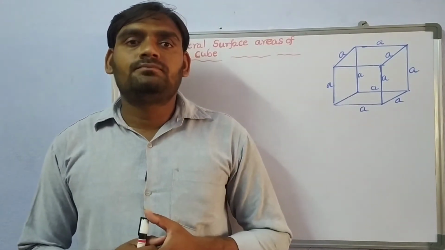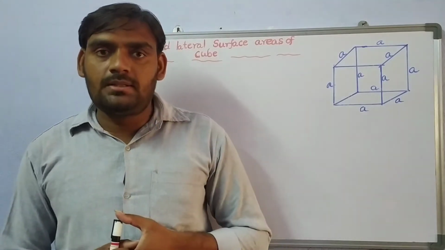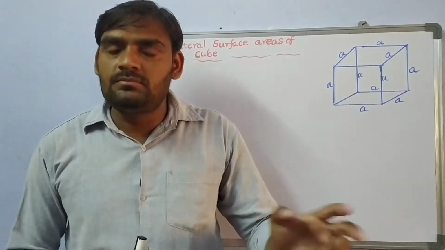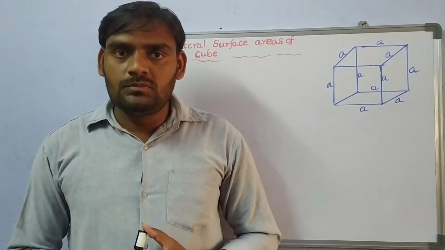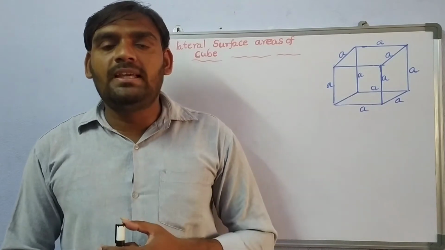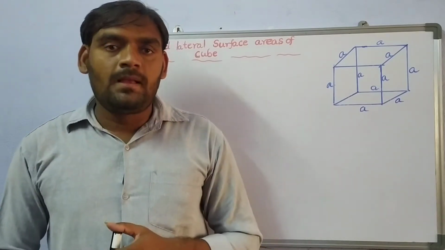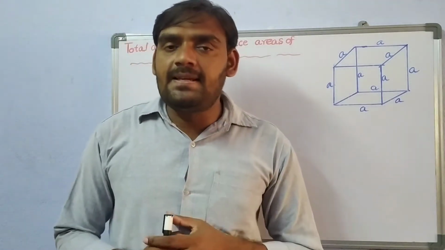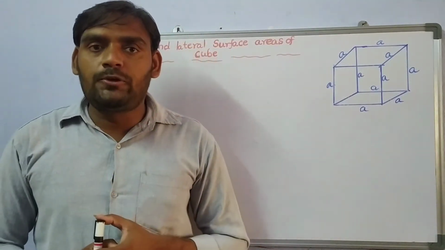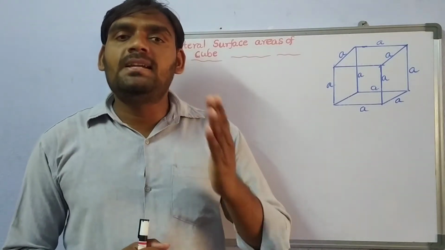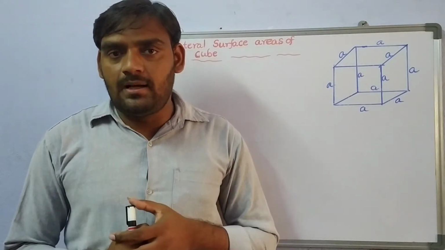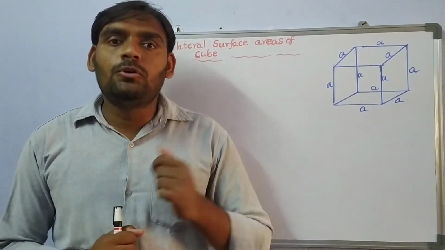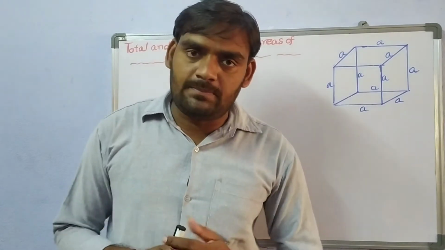A cube is nothing but a three-dimensional object, a cuboid in which length, breadth and height are the same. Each and every face of the cube is in the shape of a square. When we consider the edge of a cube as a units, its total surface area will be 6a square and the lateral surface area of a cube will be 4a square. Now I am going to explain.